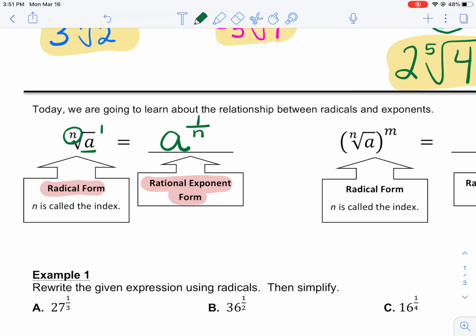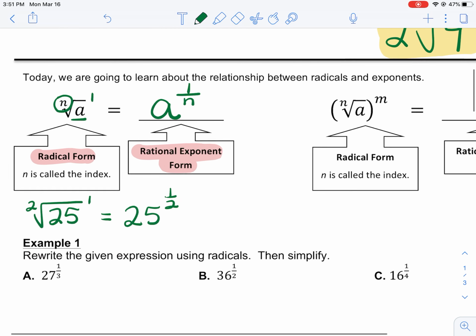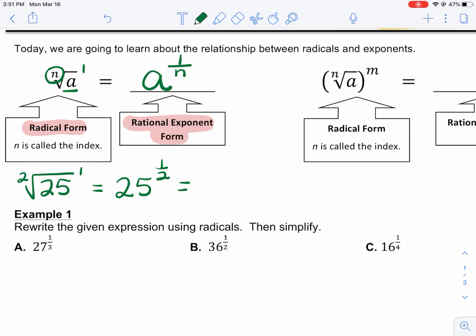Okay, so to try to clarify that, if I have the square root of 25, okay, remember there's an invisible 2 right here in the nook. And so I can write this, I'm going to think of this as just being raised to the first power. So I can rewrite this as 25 to the 1/2 power. And if you type the square root of 25 in your calculator, you'll get 5. And if you type 25 to the 1/2 power in your calculator, you will also get 5.